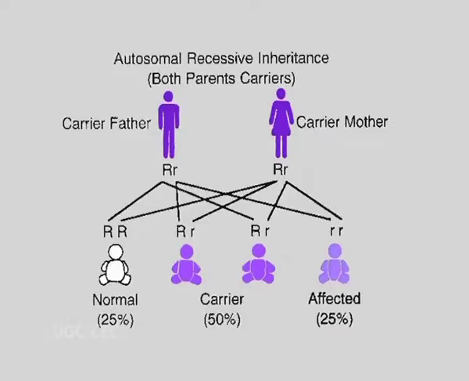If both parents carry the gene in the heterozygous condition, that is capital A and small a, then any offspring of theirs has a 50% chance of having a heterozygous genotype, inheriting one copy of the recessive allele. Their offspring also have a 25% chance of inheriting both recessive alleles, the homozygous recessive form, and thus manifesting the recessive trait.